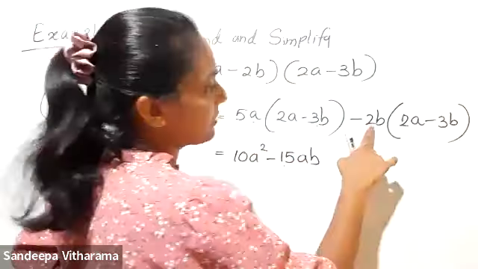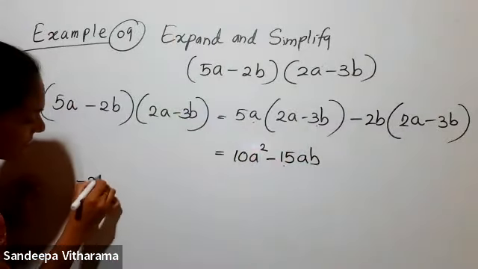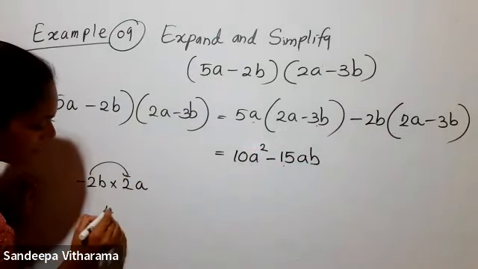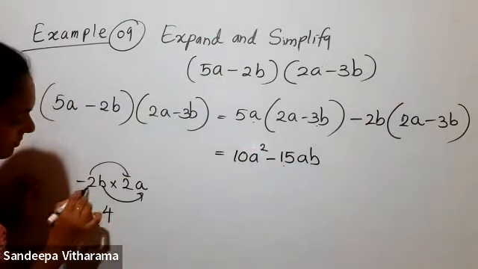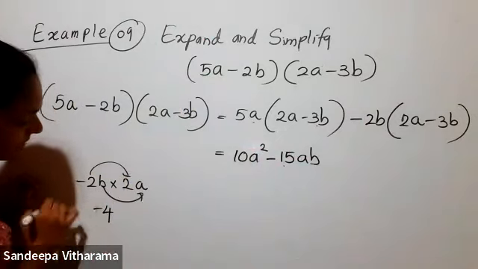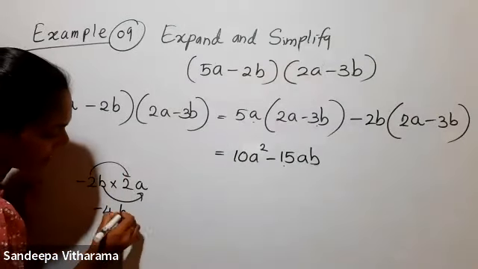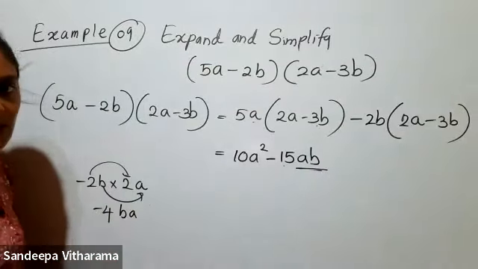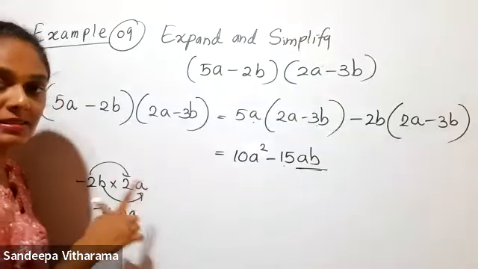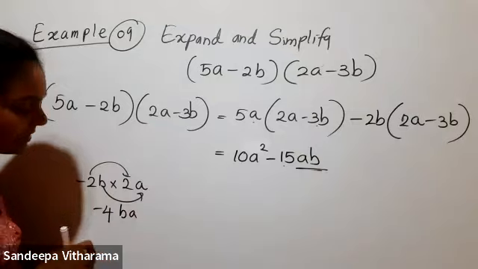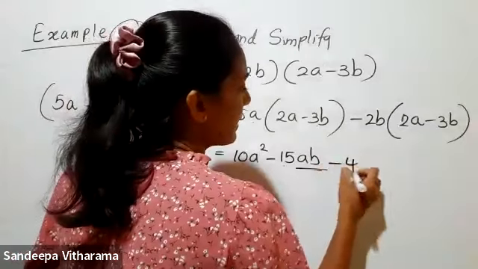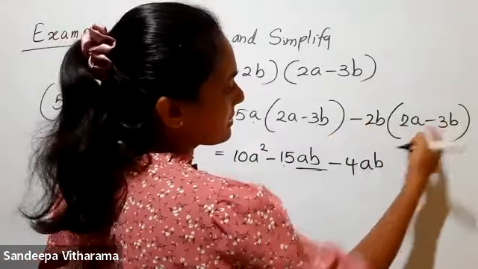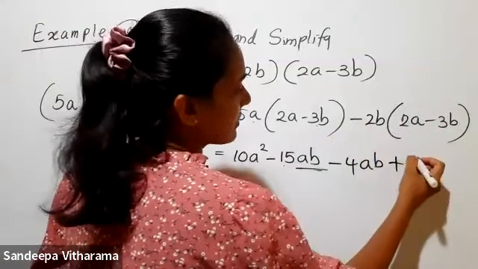Here, minus 2b into 2a: 2 into 2 is 4, and b into a is ba. To obtain like terms, we can write it as minus 4ab. Then minus 2 times minus 3 is plus 6.